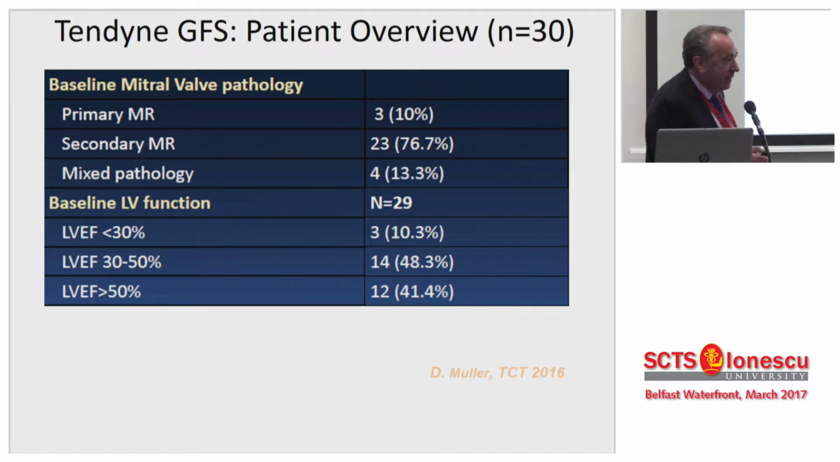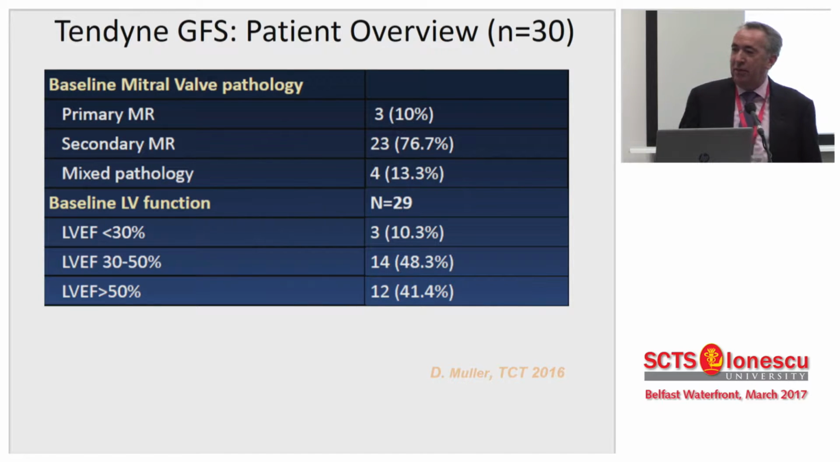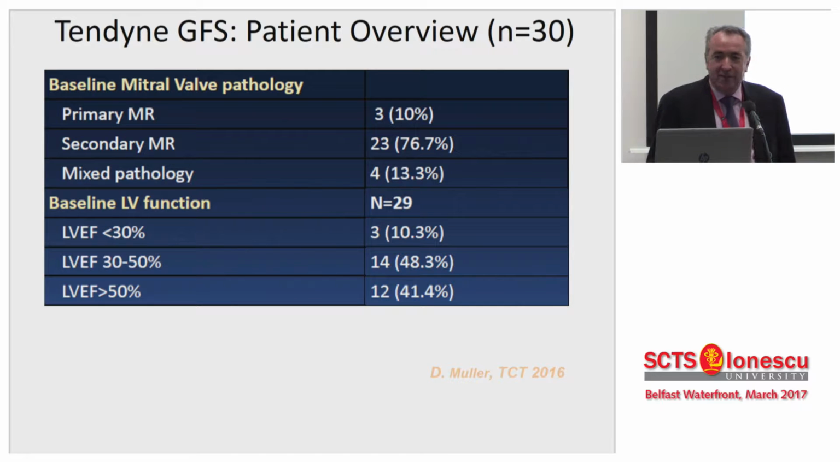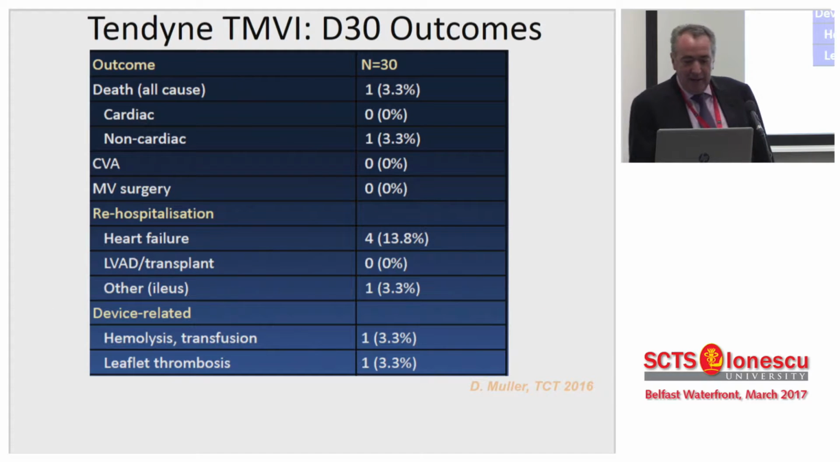I think this is important. I think the Tendyne results are probably better than the other series. Now, I'm not sure that's due to the device. It's the fact that they really have avoided treating patients with low ejection fractions. I think if you're doing these big transapical sheath procedures in patients with low ejection fractions, you're going to have troubles, and some of the other devices have had that experience.